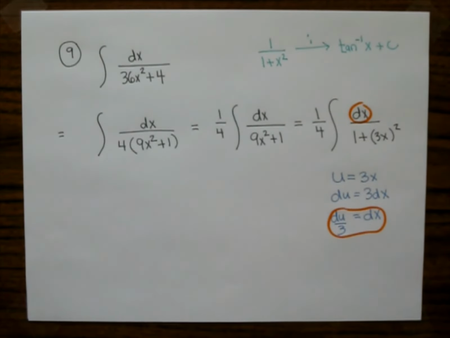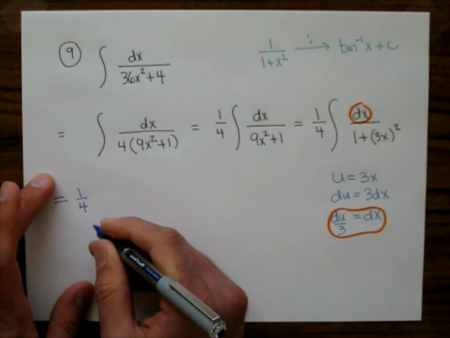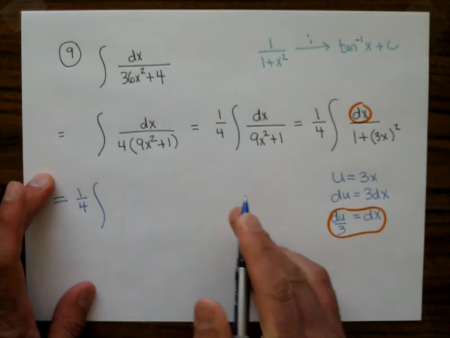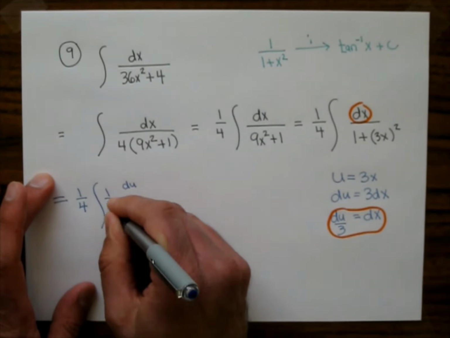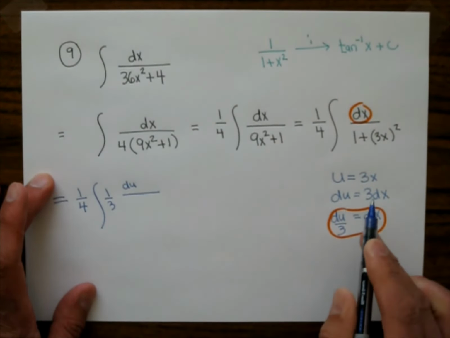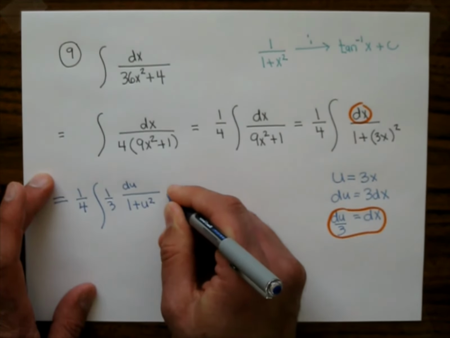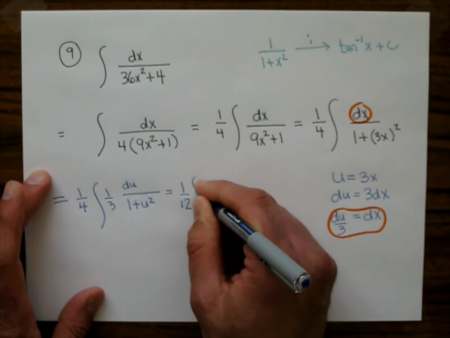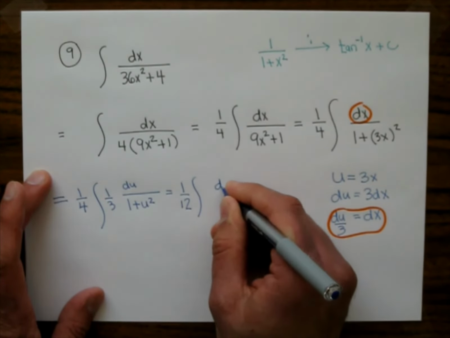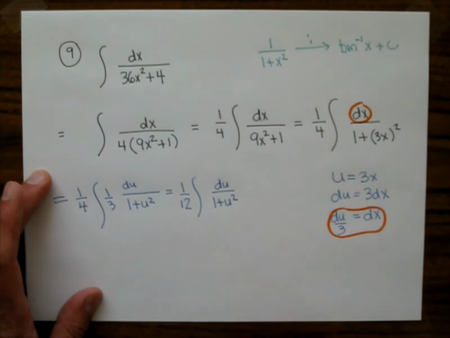And let's write out our integral. We have 1/4 and then we have the integral. dx is du over 3. I'll put the 3 over here. And then we have 1 plus u squared. So this is really 1/12, pulling that 1/3 out front, and then this is du over 1 plus u squared.